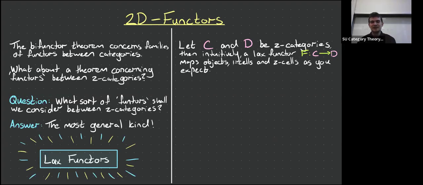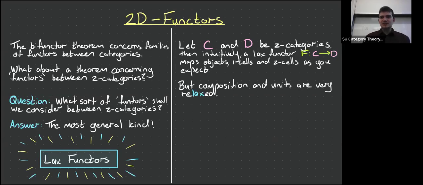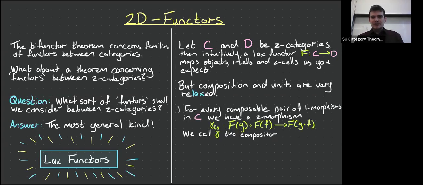So let C and D be two categories, the pink ones. Intuitively, a lax functor F from C to D is going to map objects, one cells and two cells, as you expect. So we're going to have functions mapping these things. But composition and units are more relaxed than we're used to. For a functor, if we have g composed with f, then F of g composed with f needs to be equal to F of g composed with F of f.